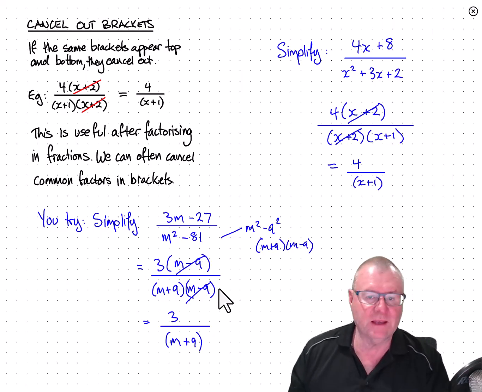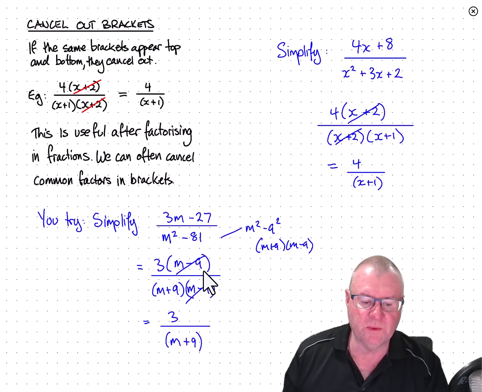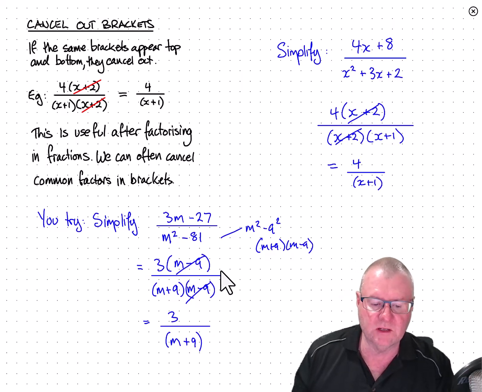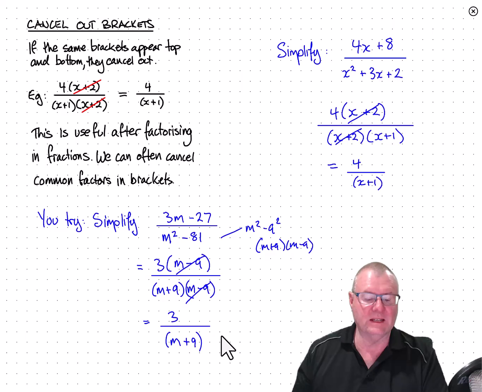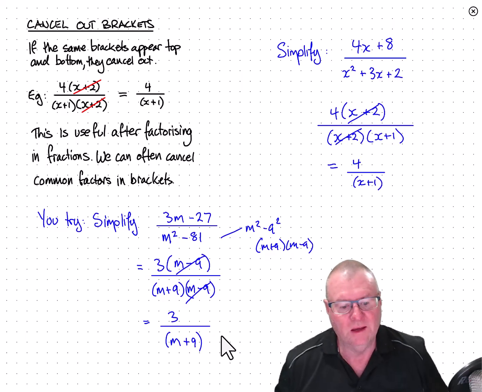And now I can see that there's brackets on the top and the bottom that are the same. I've got an m minus 9, m minus 9. They cancel out, and what I'm left with on the top is 3, and what I'm left with on the bottom is m plus 9. So I've simplified it down to 3 over m plus 9.